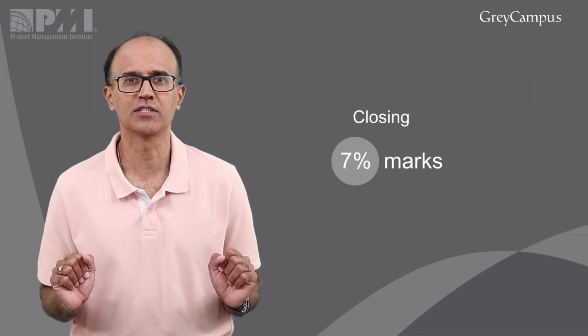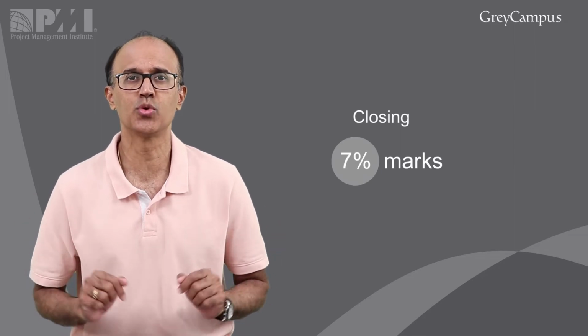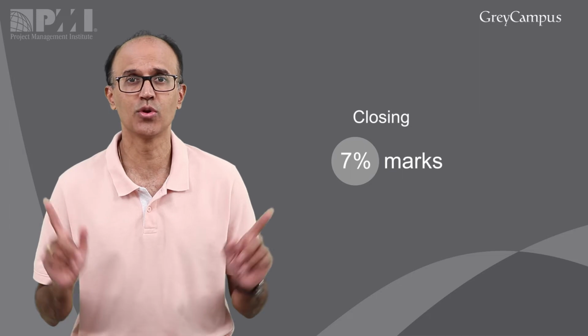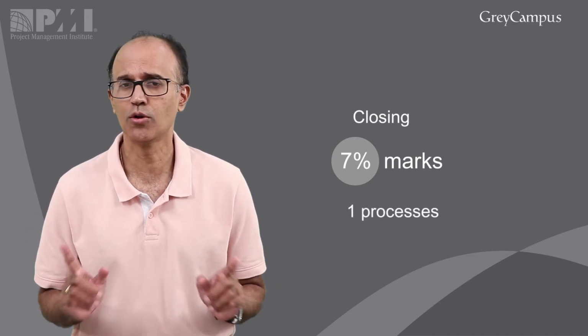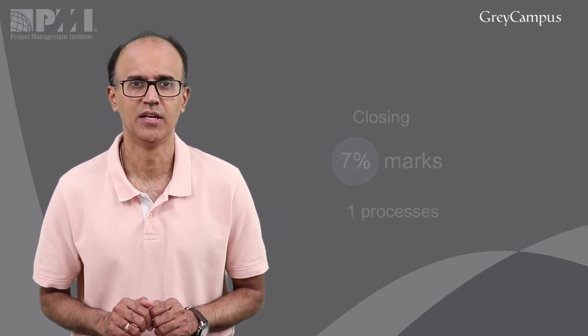Right? So, and then moving on to the next one, which is closing. Closing has got 7% marks, which means 14 out of 200 reserved for closing. And there's only 1 closing process, which is close project or phase, right? So it's important to study that process in detail because 14 questions are likely from that process. So this finishes off my first tip about important topics for the exam, understanding the exam content outline from a marks allocation perspective.